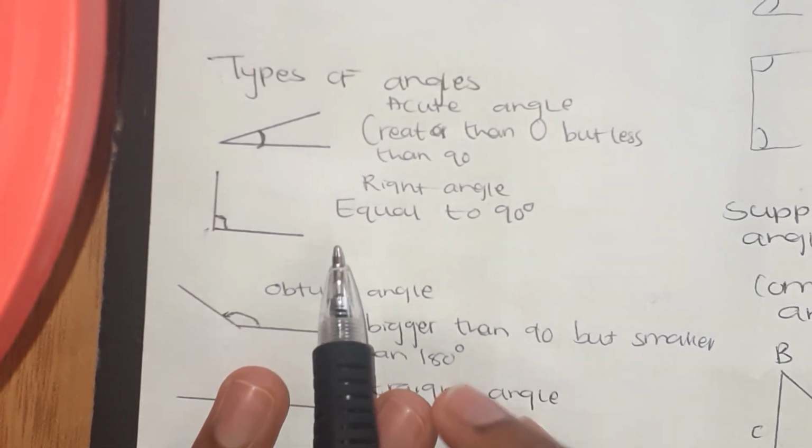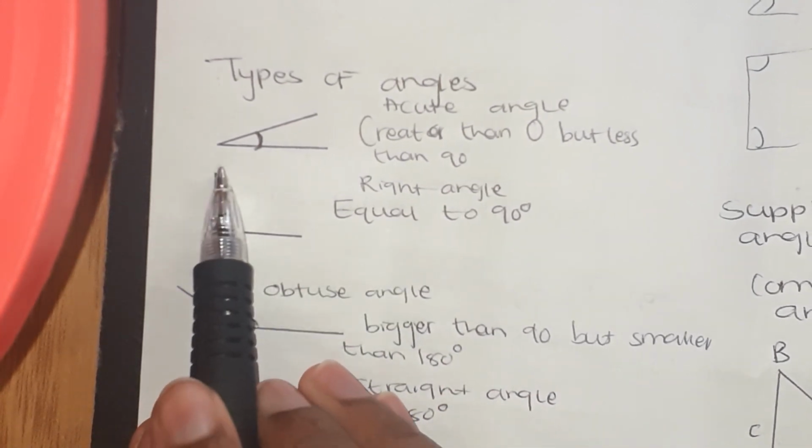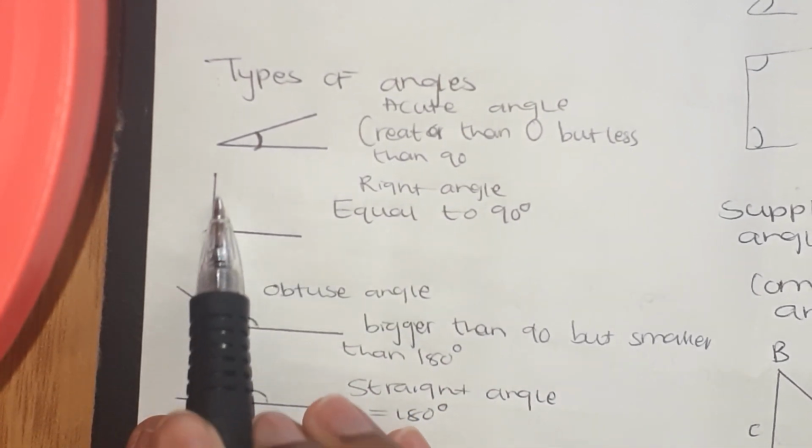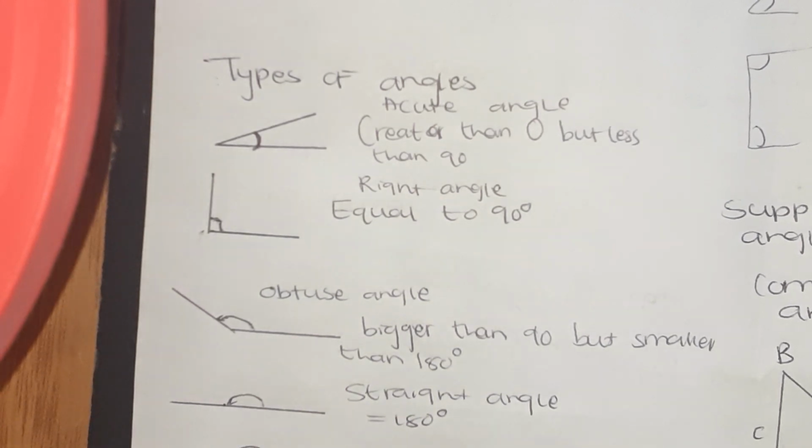And then we have this angle where we have a perpendicular line like that. That is a right angle.